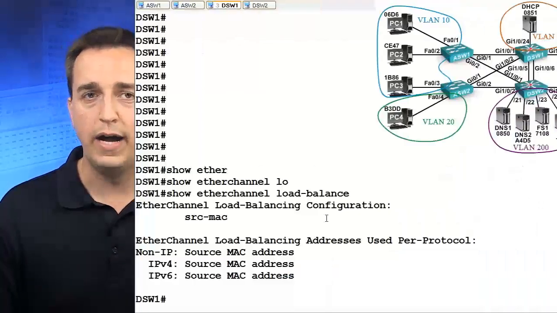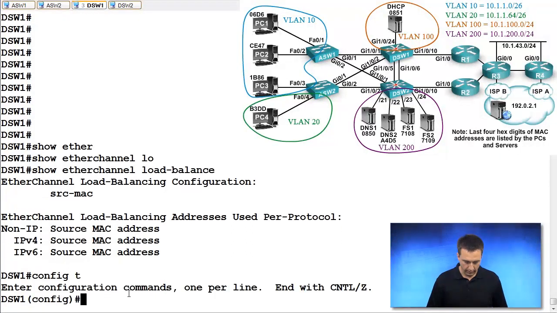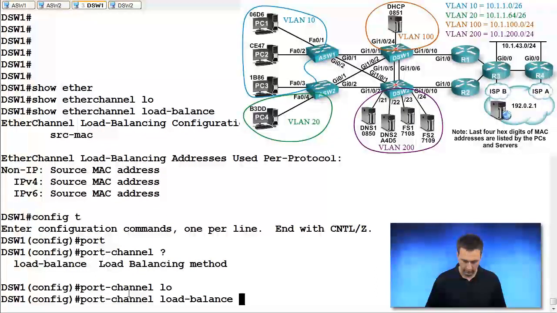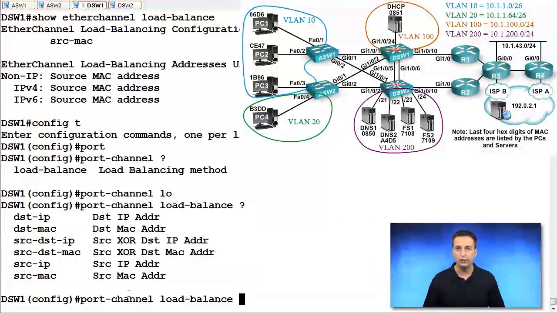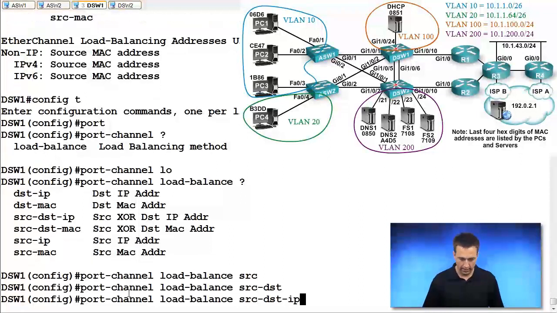So let's modify the load balancing algorithm that's being used on DSW1. Configure terminal. The command is port channel, and then load balance, and then what option do we want to use? In this case, let's change it to source and destination IP.